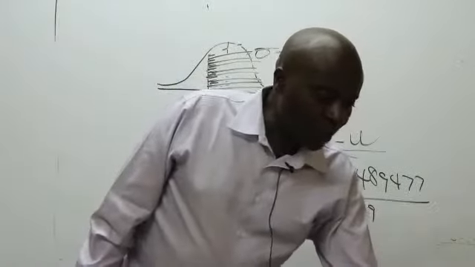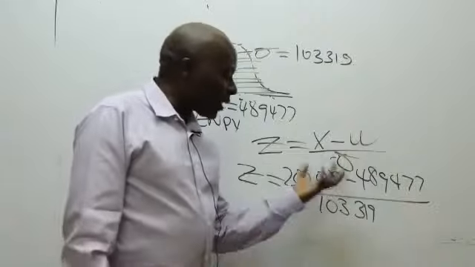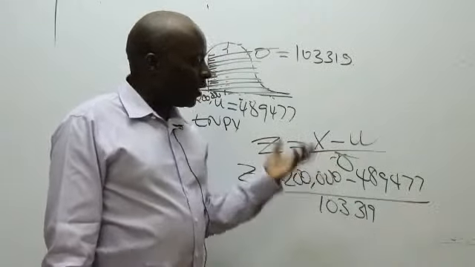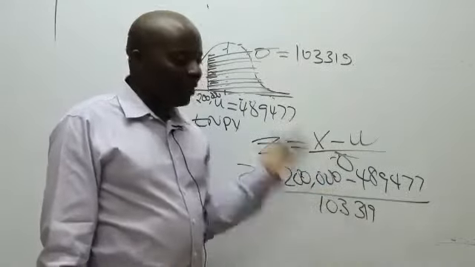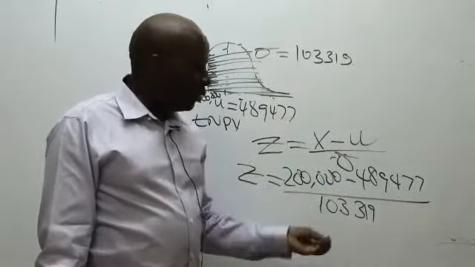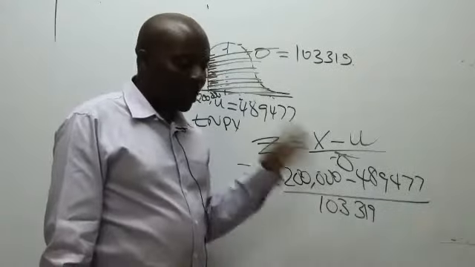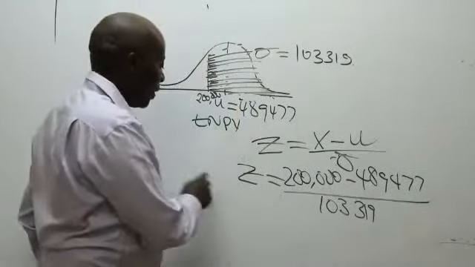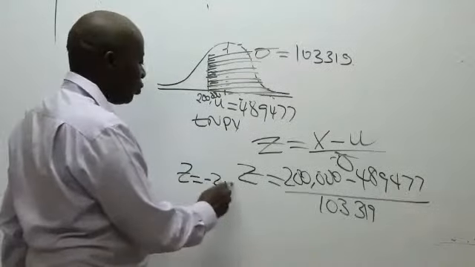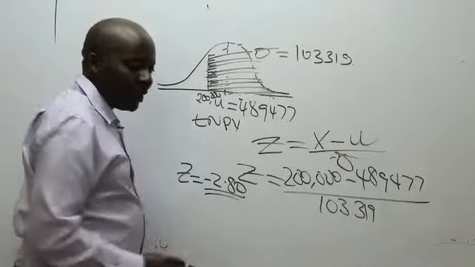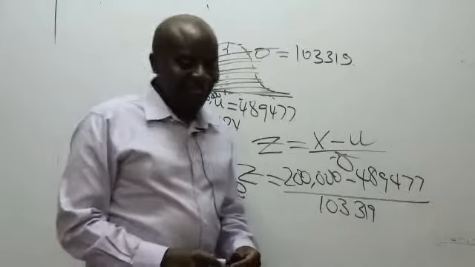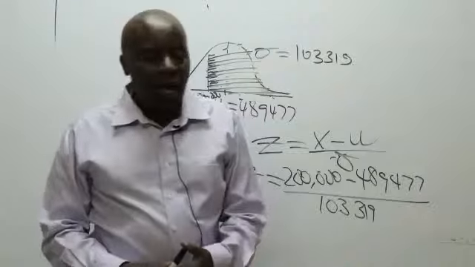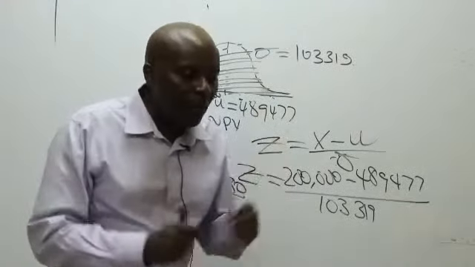Please remember, as you calculate this Z, first give the numerator difference alone: 200,000 minus 489,477 equals whatever you get there, and you then divide by 103,319. I hope all of us are able to get a Z of negative 2.80. Is that okay? Now from there, ladies and gentlemen, I expect you to pick your normal table.